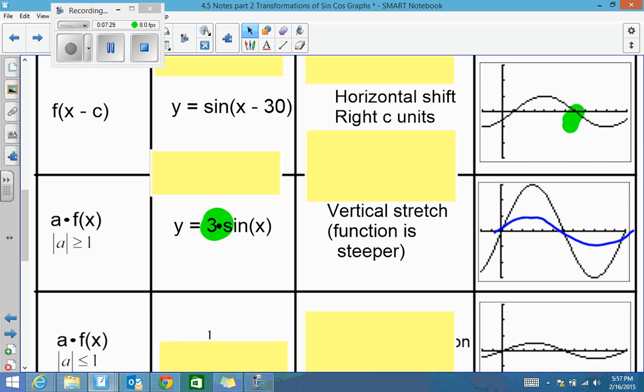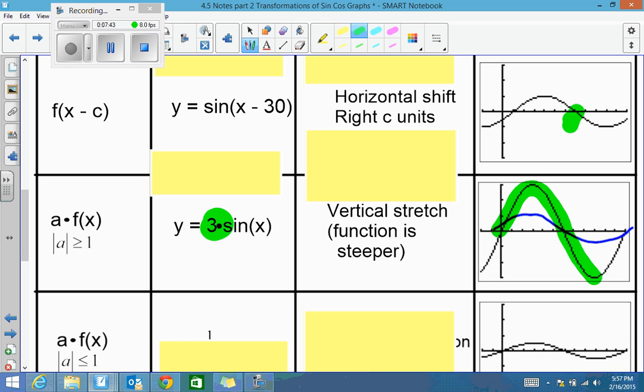again, this blue line represents just what sine of x looks like. 3 sine of x means instead of just going up to 1 and down to 1, it is now going up to 3 and down to negative 3. So it is stretching it by a factor of 3. Again, normally if you don't have an a value, you assume a is 1, so it goes up to 1, down to negative 1, and a of 3 goes up to 3, down to negative 3.